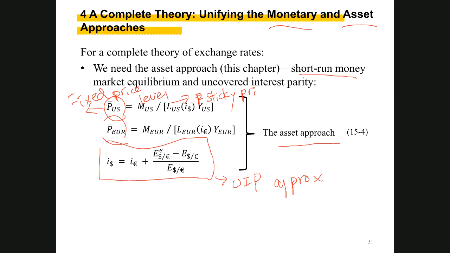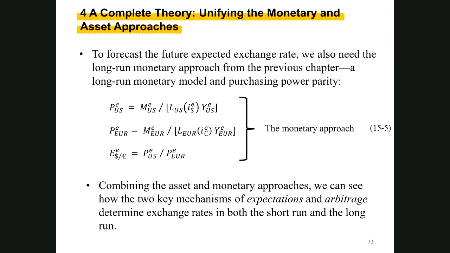or rigidity, nominal rigidity in price, right? So this asset approach is basically centered around the UIP. It's a short run approach. Compared with the one we just learned before, the monetary approach, this is fully flexible. Price becomes the endogenous variable.